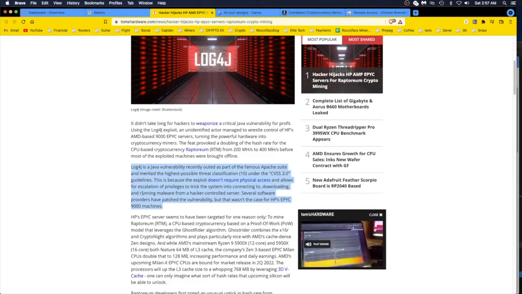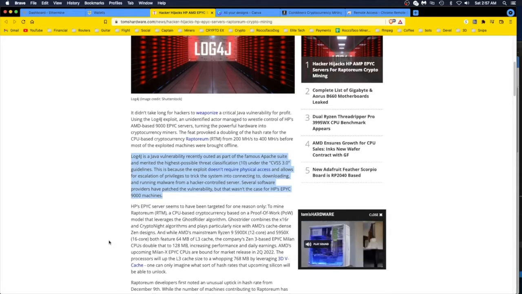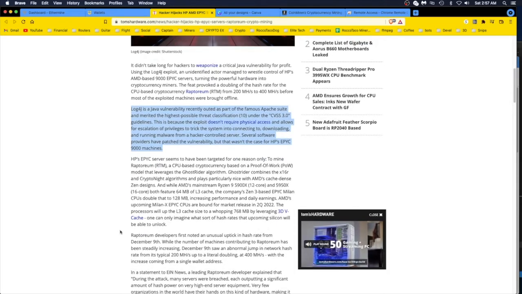Several software providers have patched the vulnerability, but that wasn't the case for HP's EPYC 9000 machine. So if you're the system admin running this shop, you should know all the vulnerabilities coming in on a daily basis and all the updates and patches. Shame on you. Maybe you're just too lazy, or maybe you didn't think it was worth the effort. Yeah, or the downtime, because you have to take these servers down to install the patches. Oh, well. You're probably looking for a job right now.